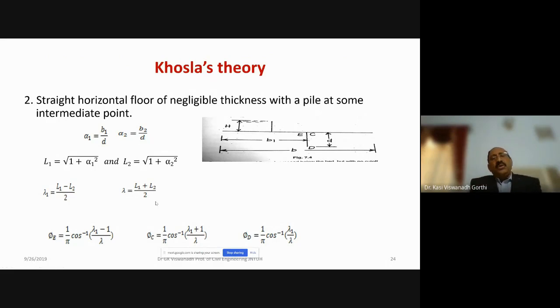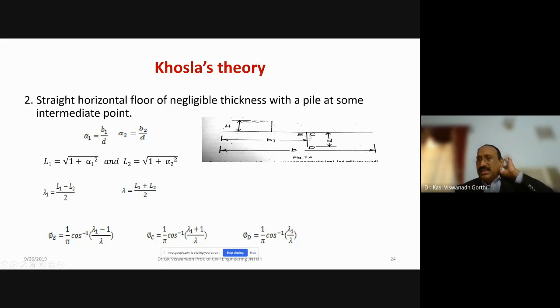Straight horizontal floor of negligible thickness with the pile at some intermediate point. In the earlier case, we have seen the depressed floor, the pile at the downstream end, CDE, and the pile at the upstream end, C1, D1, E1. Now, you have a pile at some intermediate point. Look at the sketch. So you have a horizontal floor, and at some point, the pile ED or CD is available. This is the pile at the intermediate point.